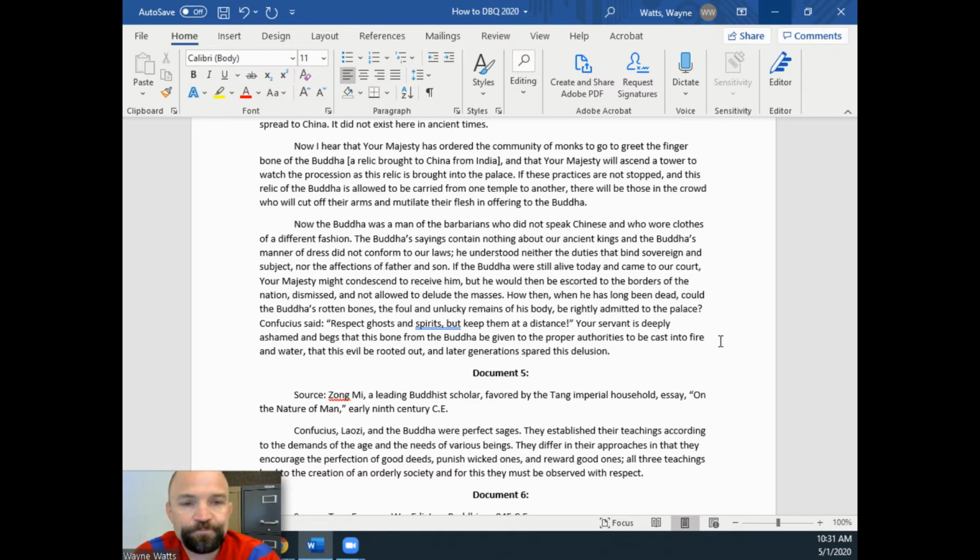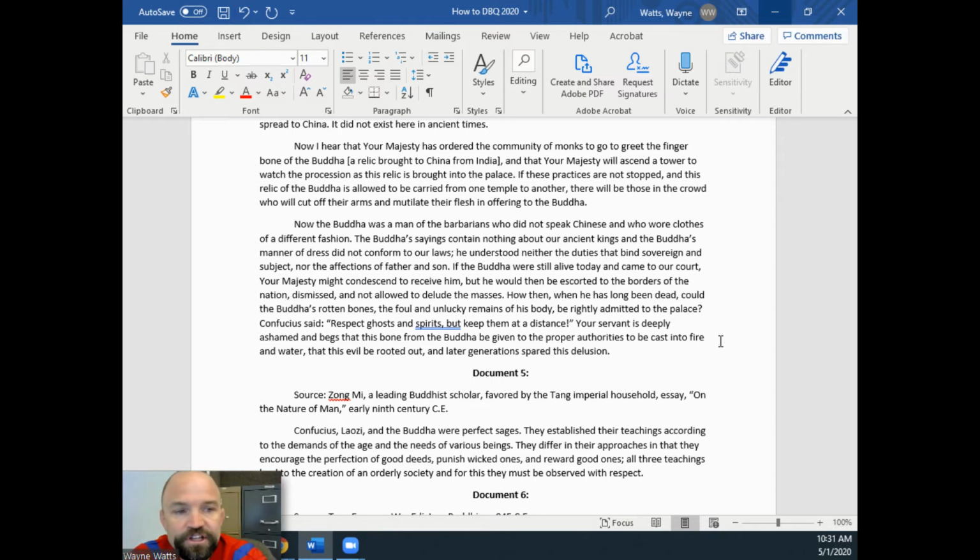offerings to the Buddha. Now, the Buddha was a man of the barbarians who did not speak Chinese and who wore clothes of a different fashion. The Buddha's sayings contain nothing about our ancient kings, and the Buddha's manner of dress did not conform to our laws. He understood neither the duties that bind sovereign and subject, nor the affections of father and son.